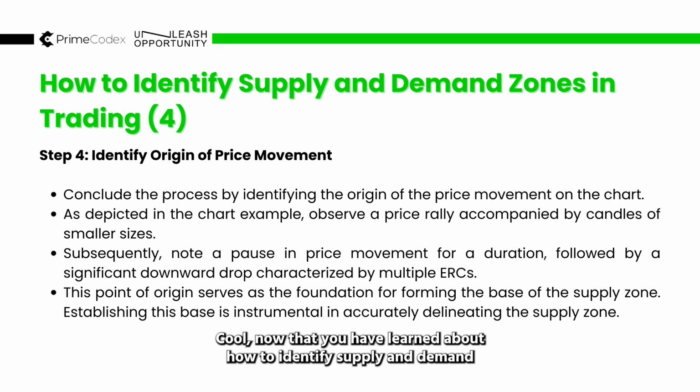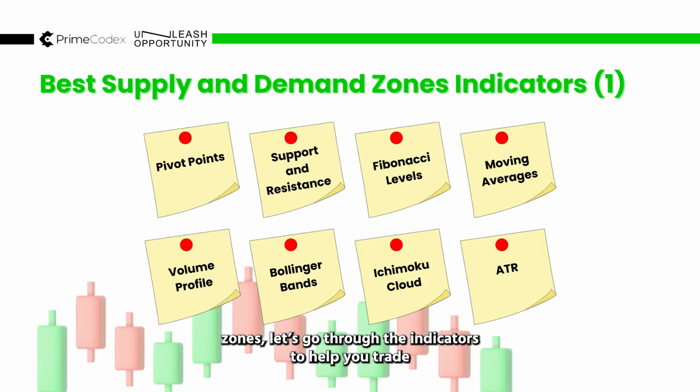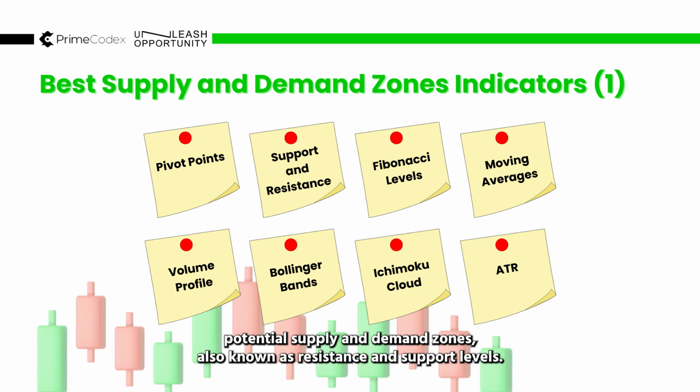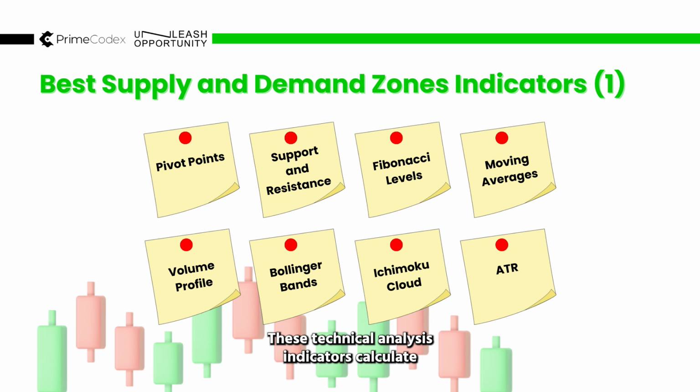Cool. Now that you have learned how to identify supply and demand zones, let's go to the indicators to help you trade supply and demand zones. First, we've got pivot points. Daily or weekly pivot points are widely employed by traders to identify potential supply and demand zones, also known as resistance and support levels. This technical analysis indicator calculates an average of the previous trading day's high, low, and closing prices.